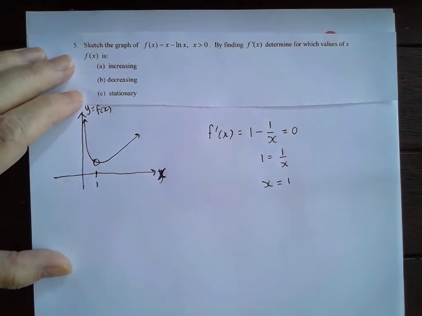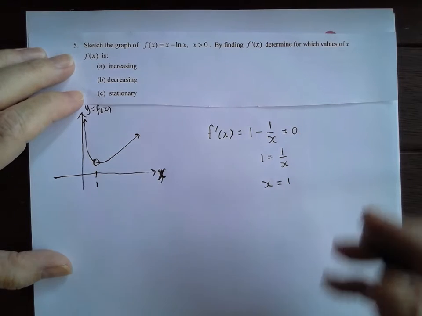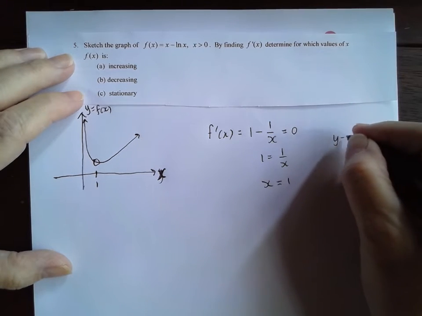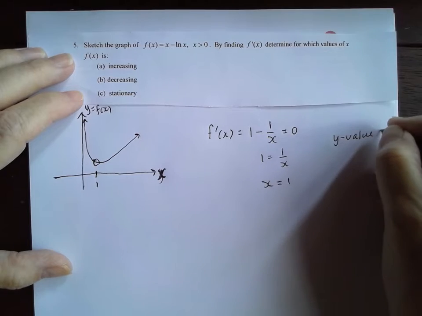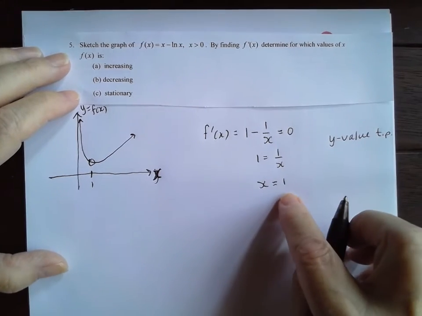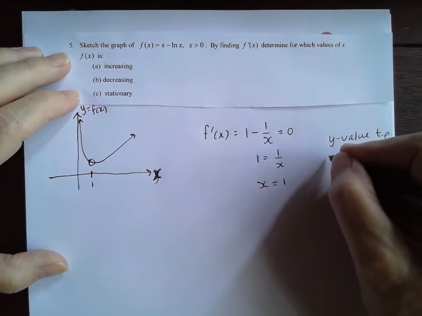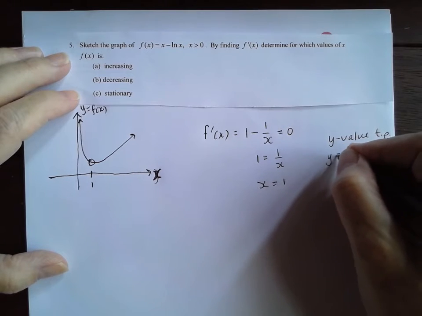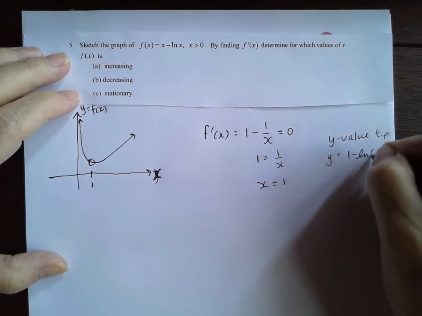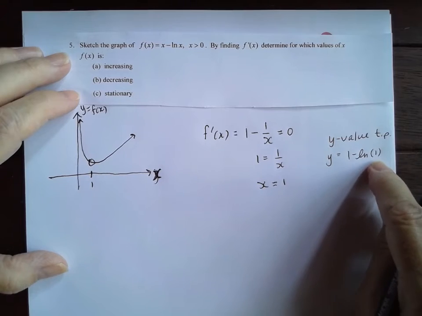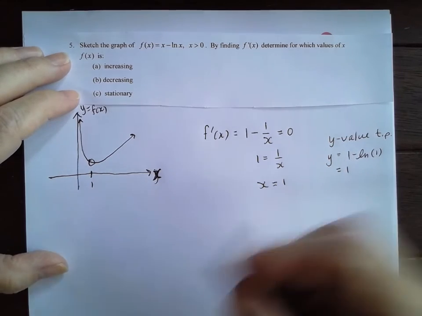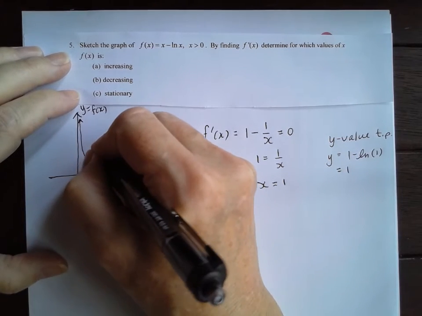It doesn't really ask me to find the turning point. It did ask me to sketch the graph, but I think I've done a good enough job there. If you wanted to find the y value of the turning point, you would put the 1 back into the original, and you'd get y equals 1 minus ln 1. Remember that the log, when 1 is the argument, is always 0, so that's just 1. So that turning point right there is 1, 1.